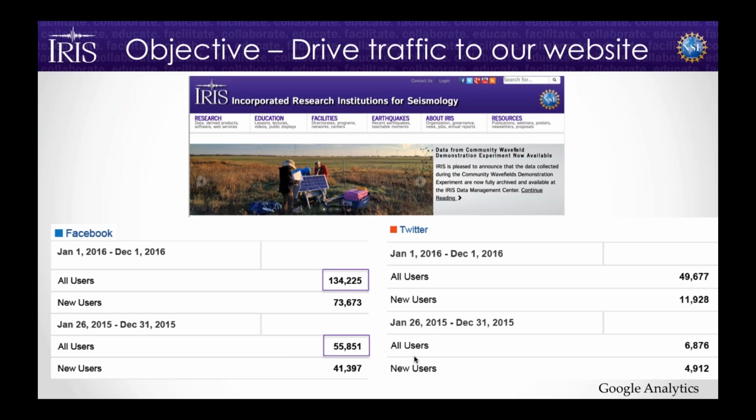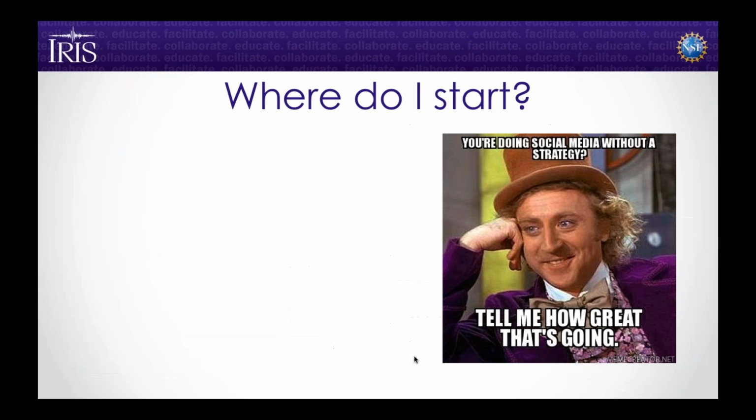These are the numbers we're interested in. Those are the number of people that were driven to our website from social media. For Facebook, that's increased 140% over that year. And on Twitter, it's increased 622%. So we really are meeting that objective of driving more traffic to our website through our social media accounts.